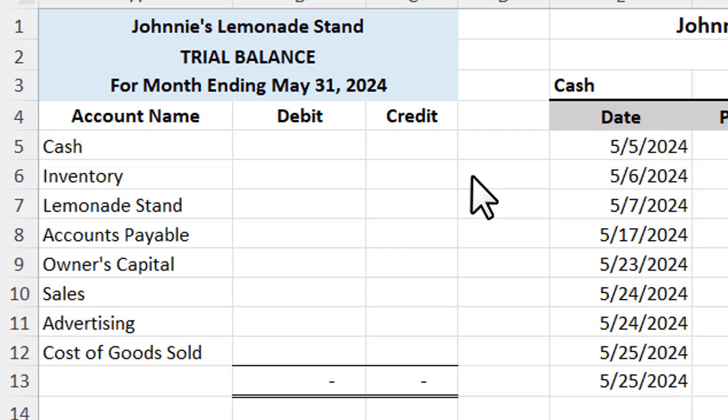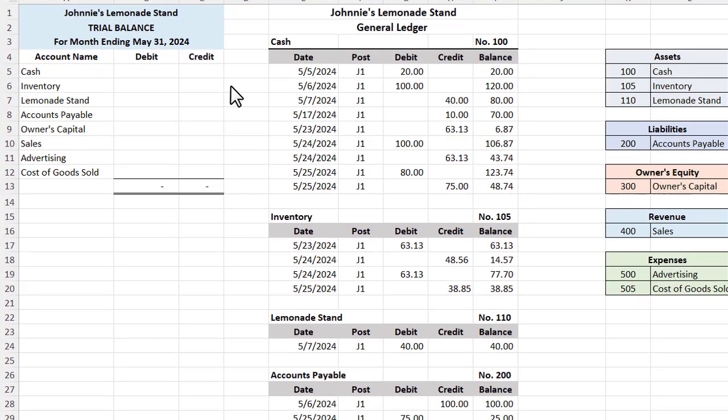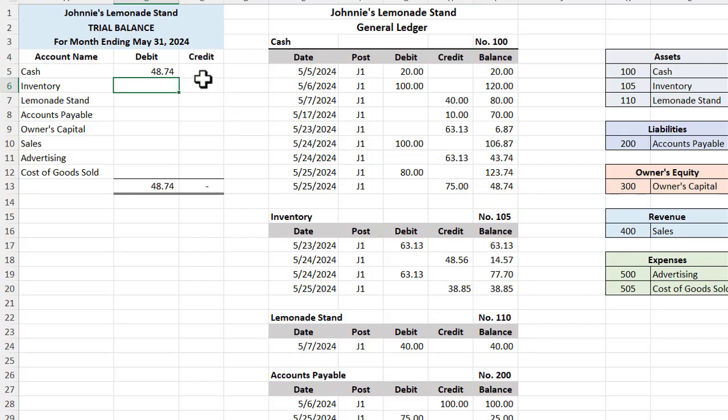Because the trial balance gets its information from the general ledger, I will place it next to the trial balance. The balance for cash in the general ledger is $48.74. This is an asset account, so it has a debit balance. I will enter $48.74 in the debit column for the cash account. I entered a function in the Excel spreadsheet that automatically accumulates the total debit and credit balances.